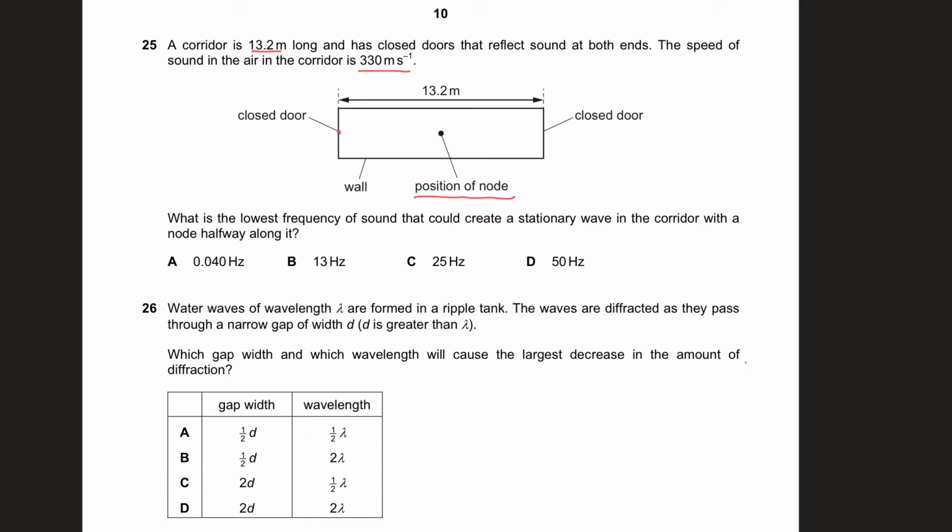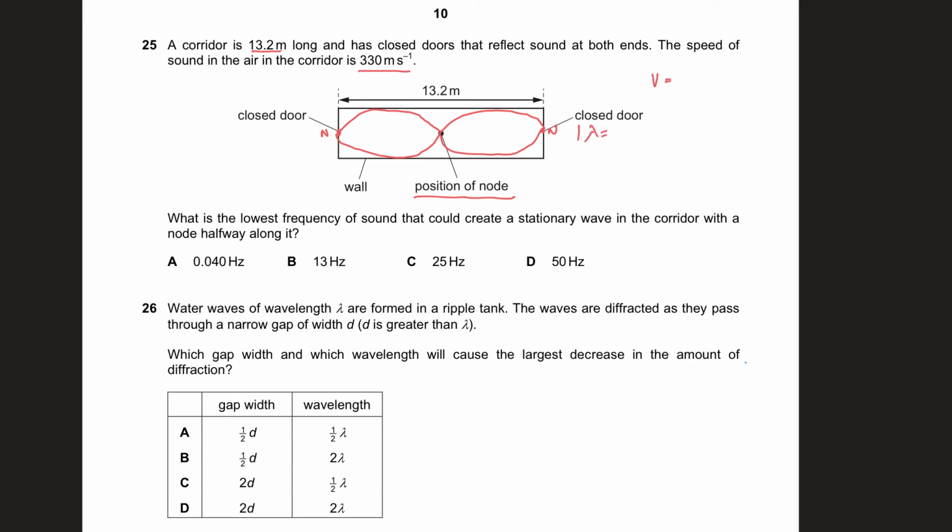We've got closed ends, so we'll get a node here and a node here. And we'll get a waveform like this. Two loops. Each loop, which is node to node, is half a wavelength. So this would be equal to one complete wavelength, 1 lambda.